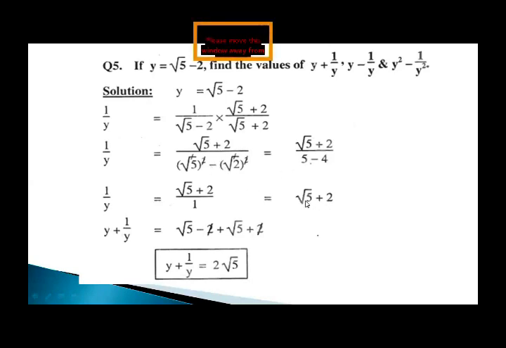And if we have the value of 1 over y, it is not difficult to find y plus 1 over y. So it is the value of y, which is root 5 minus 2, plus the value of 1 over y, root 5 plus 2. You can see minus 2 and plus 2 are present in the expression. They will cancel each other out. We have root 5 plus root 5. How many root 5 do we have? Good, 2 root 5. So the value of y plus 1 over y is equal to 2 root 5.